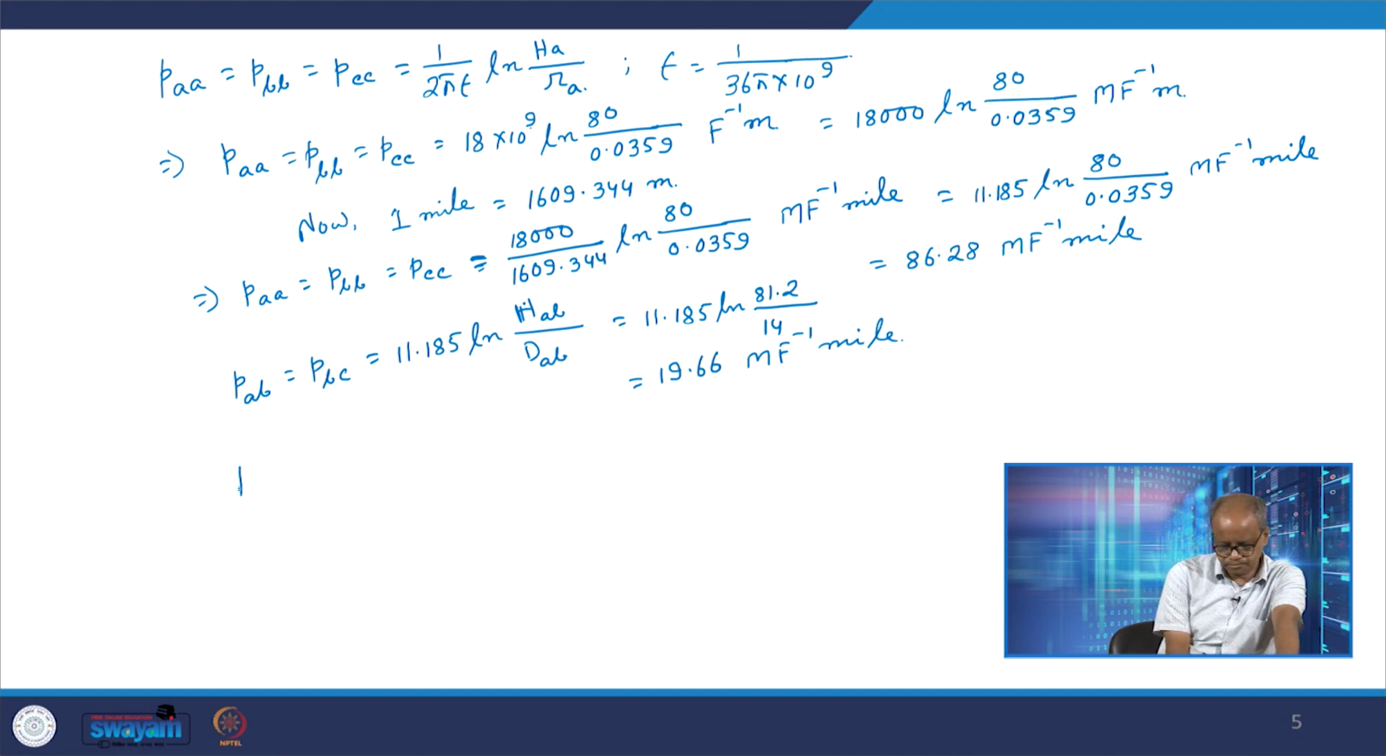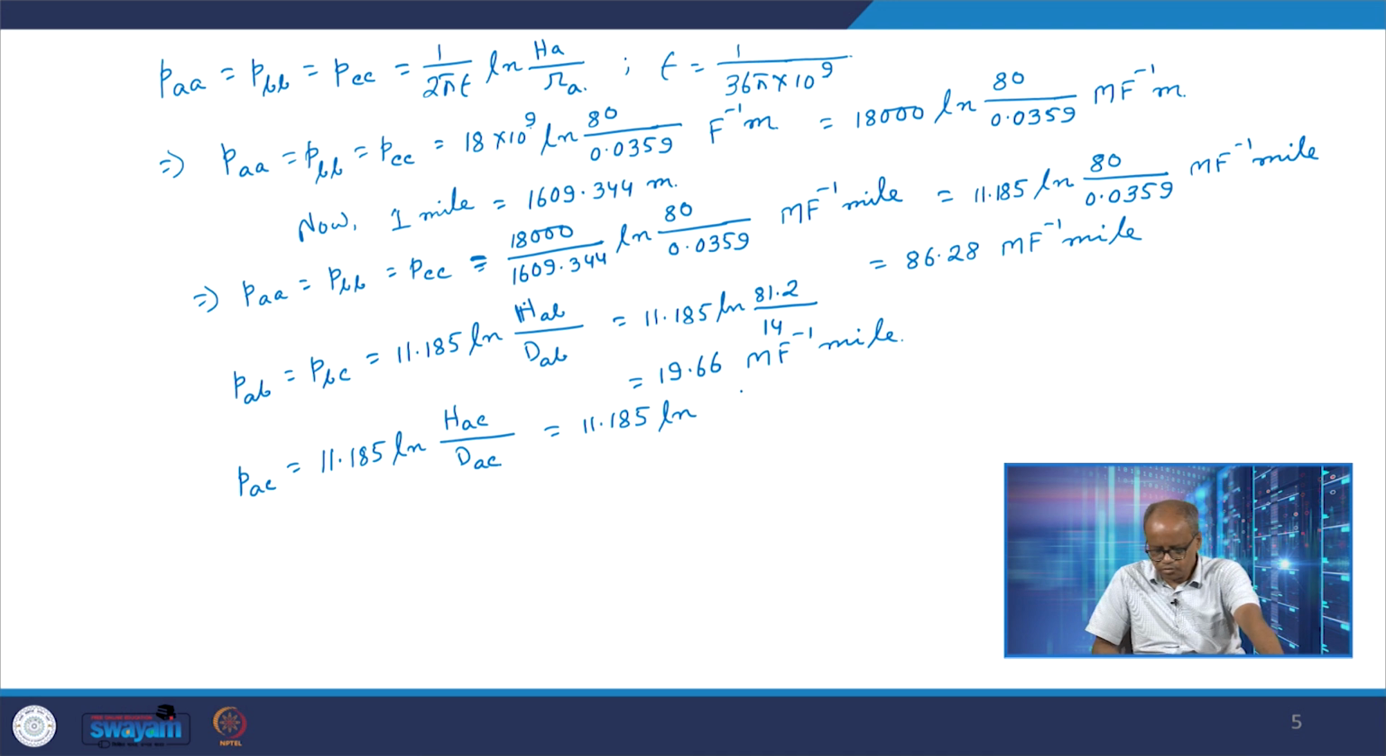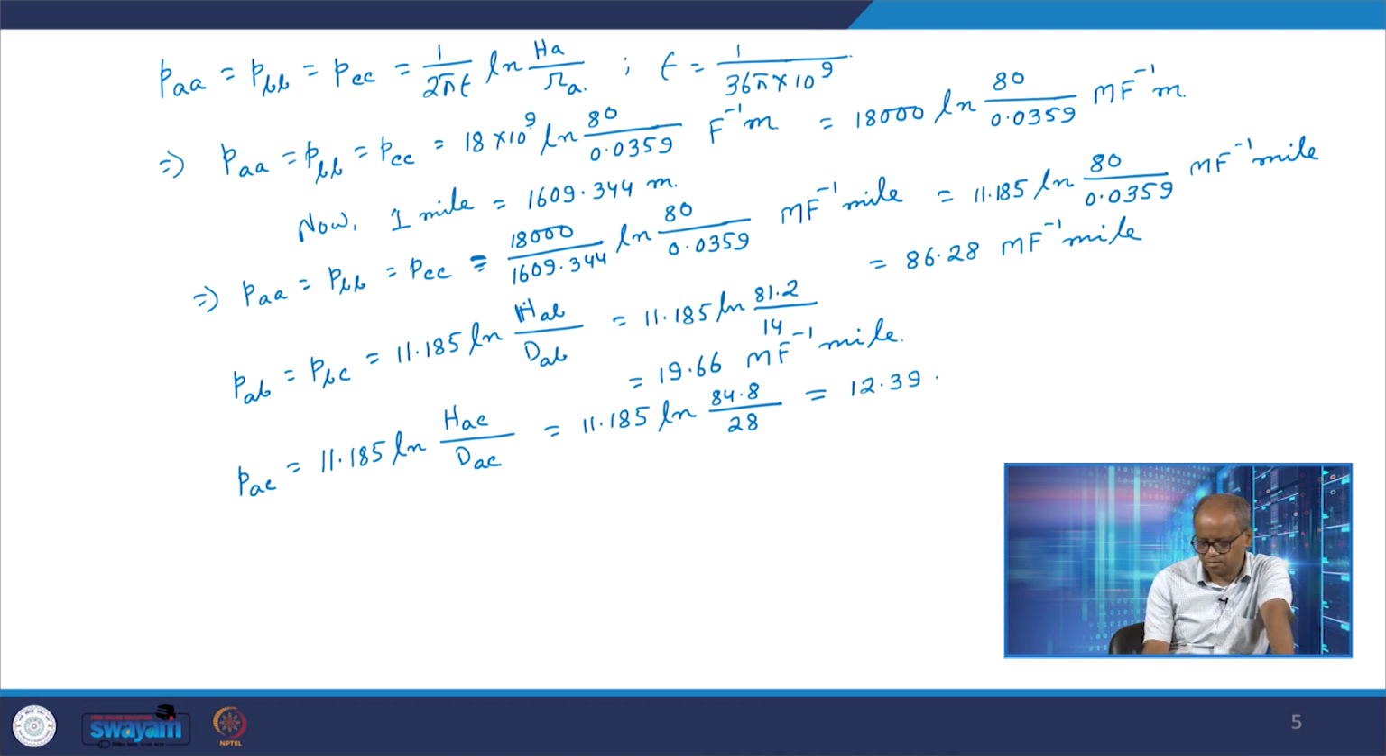And PAC would be, again we take this quantity constant, 11.185 log HAC by DAC, and this is 11.185 log HAC we have already calculated, 84.8, so it is 84.8 divided by 28, so that turns out to be 12.39 per mile, right. So then therefore we have calculated everything.